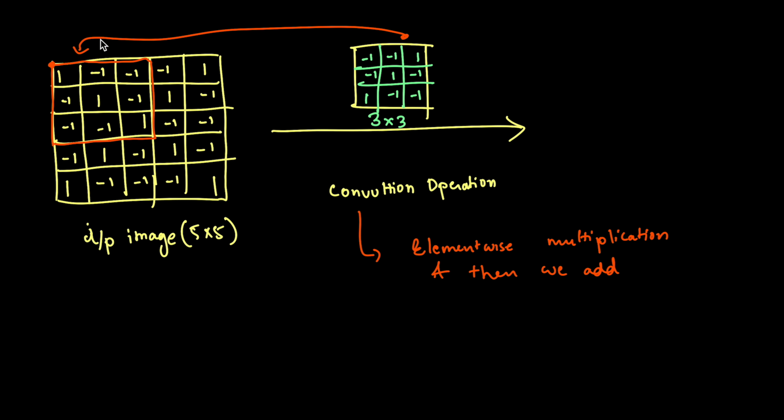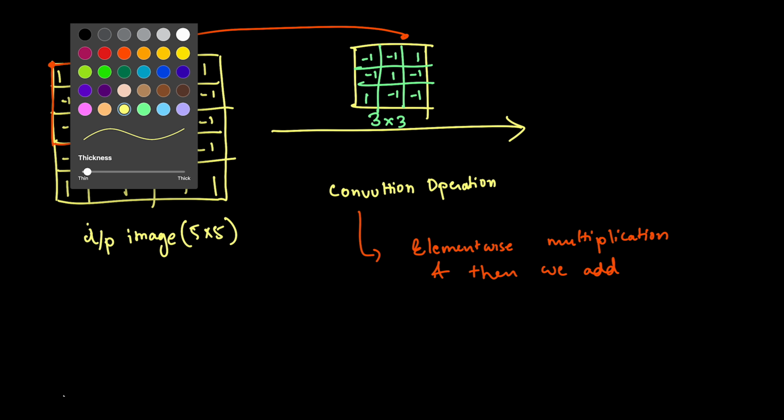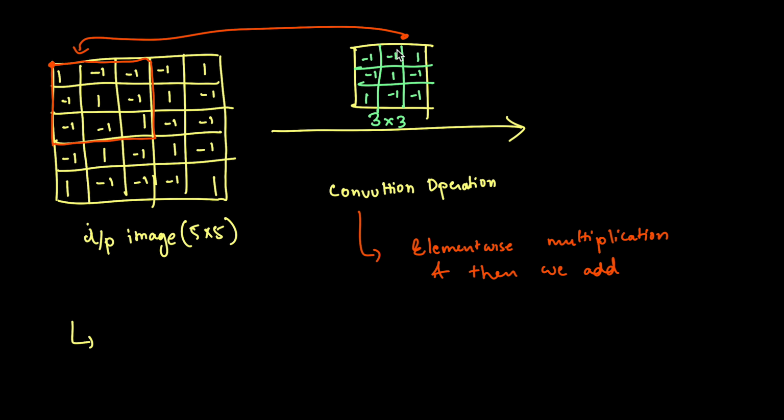What is element wise multiplication? I'll explain clearly over here. For this one and this one, we'll take this 1 and this -1 and multiply. Then, as I said, we add all these multiplications. So -1 is getting multiplied with -1, which means there is a match in the pixels, right? Whenever there is a match, the multiplication will give us 1, and whenever there is a mismatch, it will give us -1. That is what we can observe from this.